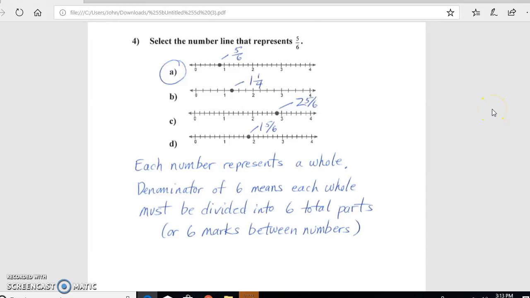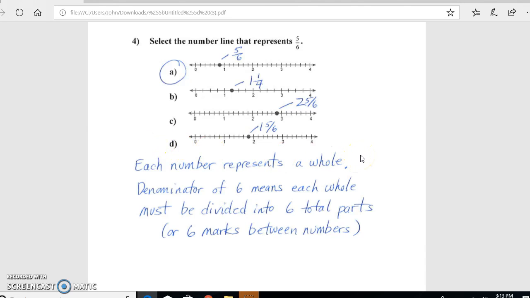This is the practice test for fractions, and here we are looking at problem number 4. The problem says select the number line that represents 5/6. And we are given the 4 number lines here, A, B, C, and D.